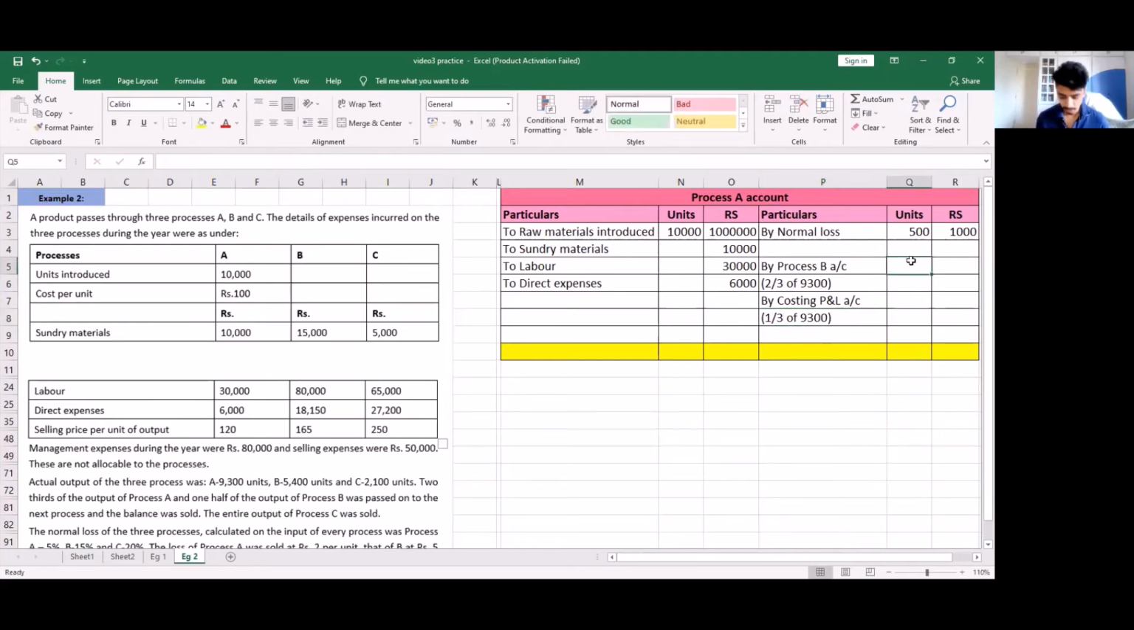Let's quickly calculate these values. 2/3 of 9,300 is 6,200, and 1/3 of 9,300 is equal to 3,100. So 6,200 units are going to be transferred to the next process, while the remaining 3,100 units is going to be sold. Now, let's sum our units on both sides to find out if we have an abnormal loss or an abnormal gain.